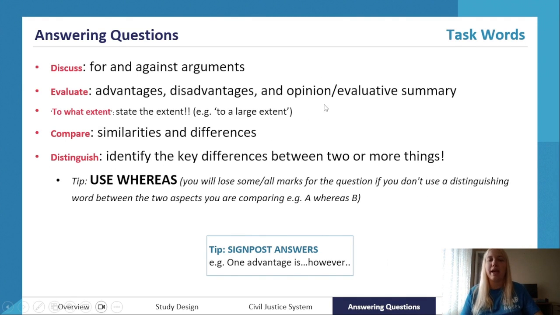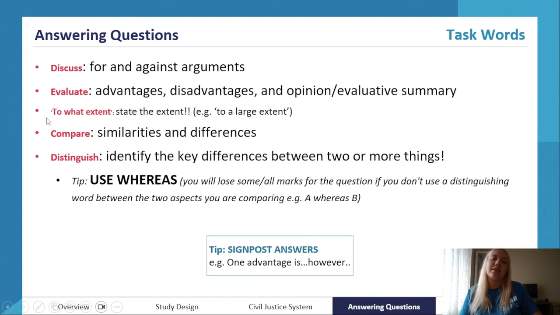Now, this is your super handy cheat sheet about some of the most common key task words. These you will come across most commonly in legal studies, and these might be the ones where students have some issues. Discuss, you're giving for and against arguments. Evaluate, you're giving strengths and weaknesses. And evaluate is a requirement that you have an opinion or evaluative summary.